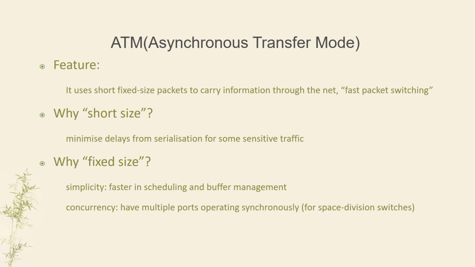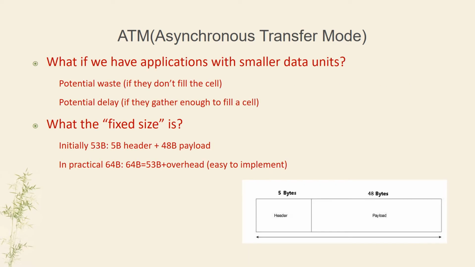So first, let's talk about Asynchronous Transfer Mode. It uses short fixed-size packets to carry information through the network, and it can minimize delays for time-sensitive traffic, and it has high simplicity and concurrency. Well, what if we have applications with smaller data units? It will cause potential waste and delay. And so what should the fixed size be?